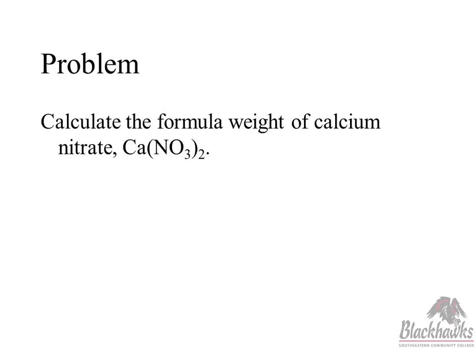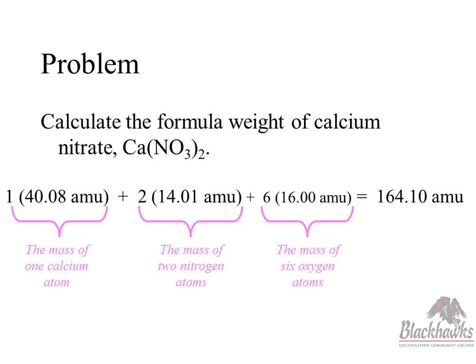So here, the only catch is you need to make sure that you distribute that 2 that's outside the parentheses of the nitrate through. So of course you have 2 nitrogens and 6 oxygens. Okay, but otherwise it's very similar.